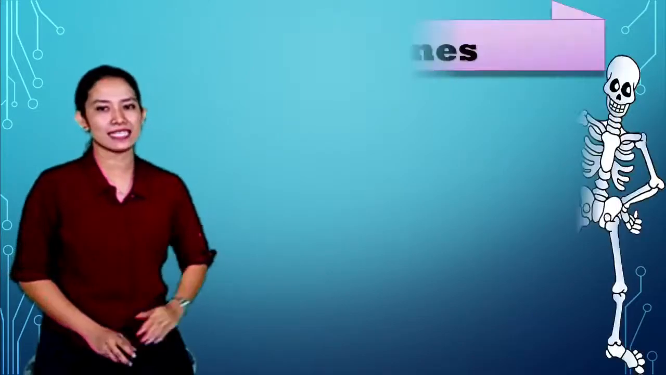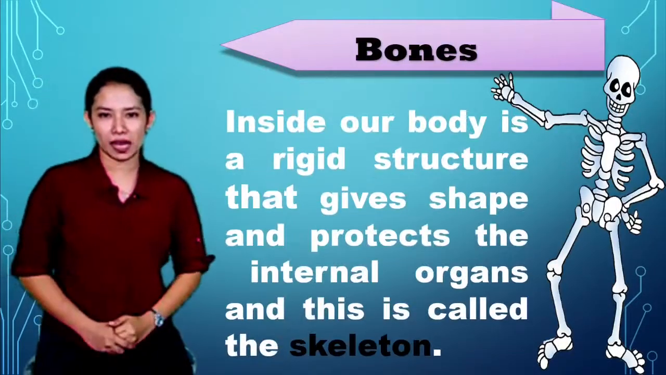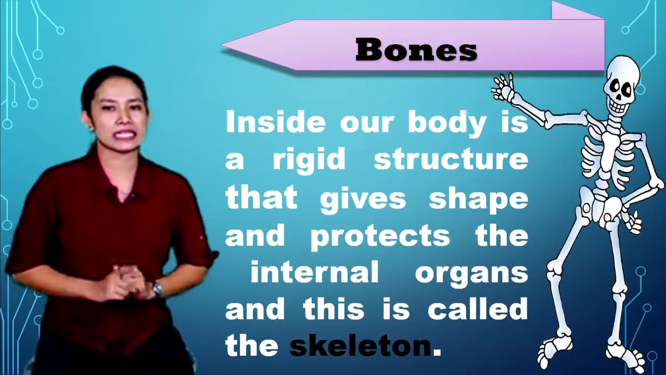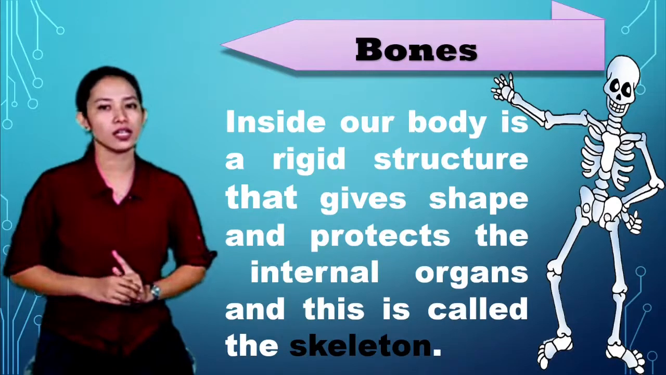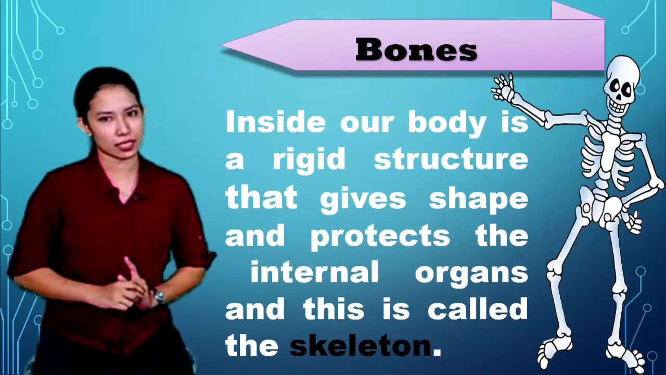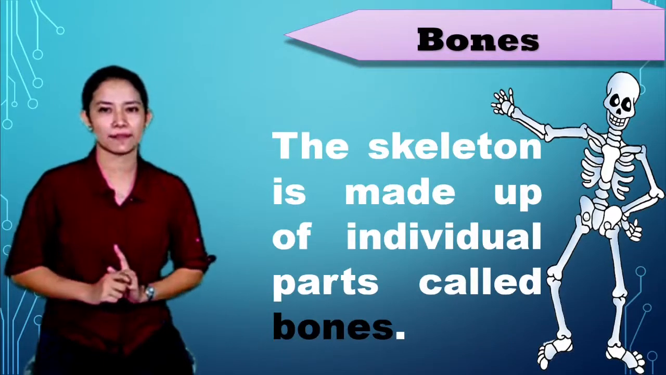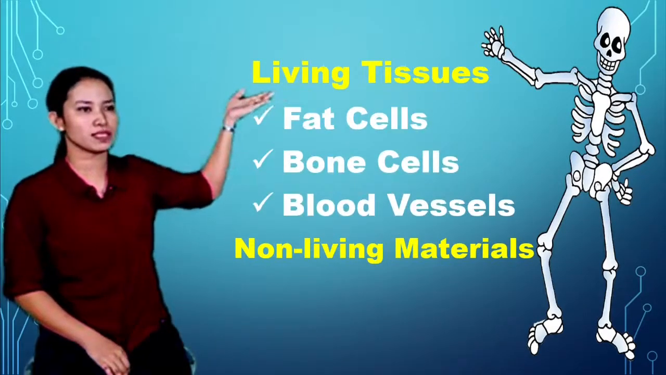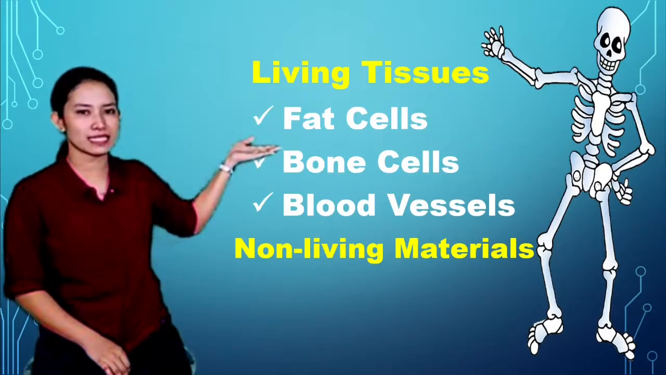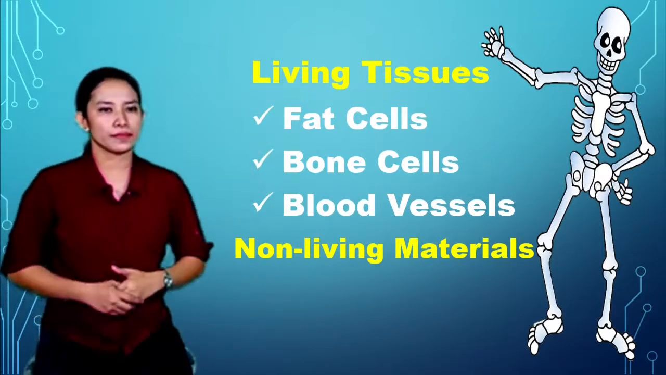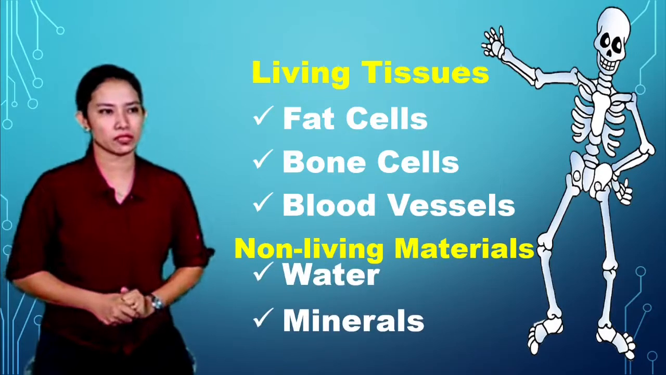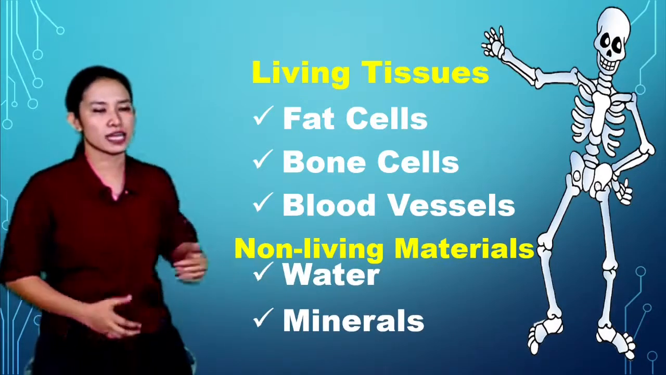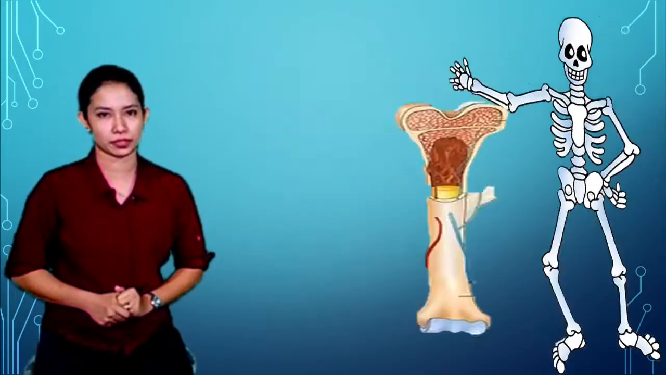The first one is the bones. Inside our body is a rigid structure that gives shape and protects the internal organs, and this is called the skeleton. The skeleton is made up of individual parts called bones. Bones contain living tissues and non-living materials. The living tissues of the bones are the fat cells, bone cells, and the blood vessels. The non-living materials of the bones are water and minerals such as calcium and phosphorus.